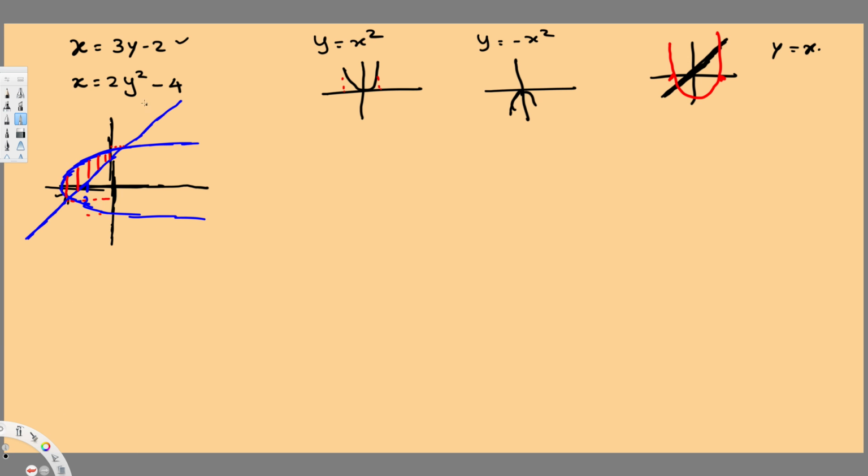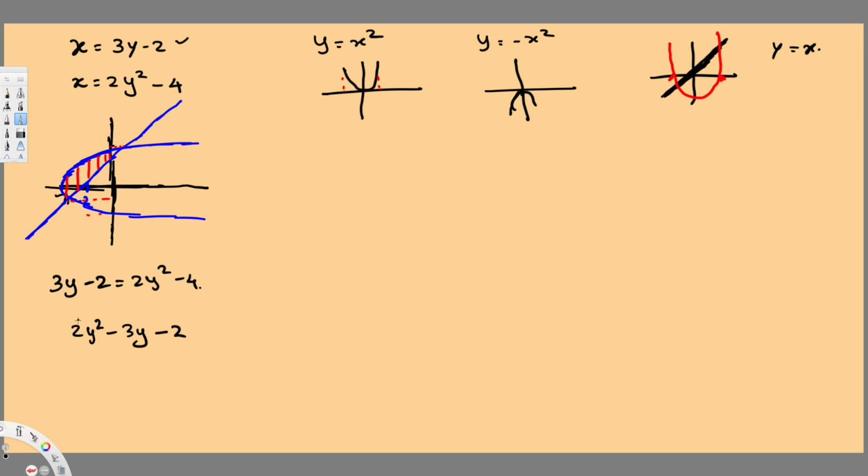To figure out the touching part, we just equate these two equations, and that's going to give us the y values where these two meet, right? So let's go ahead and equate this one. We have 3y minus 2 is equal to 2y square minus 4. If you rearrange this, it's going to be 2y square minus 3y, and if I bring that negative 2 to this side, it's going to be positive 2. So positive 2 minus 4 is minus 2, right?